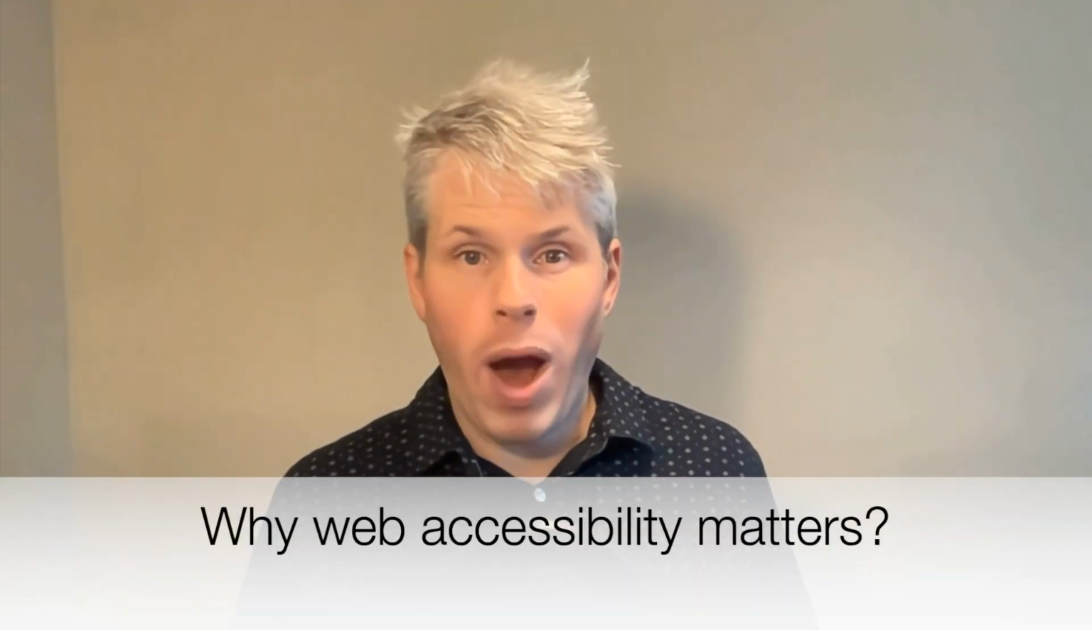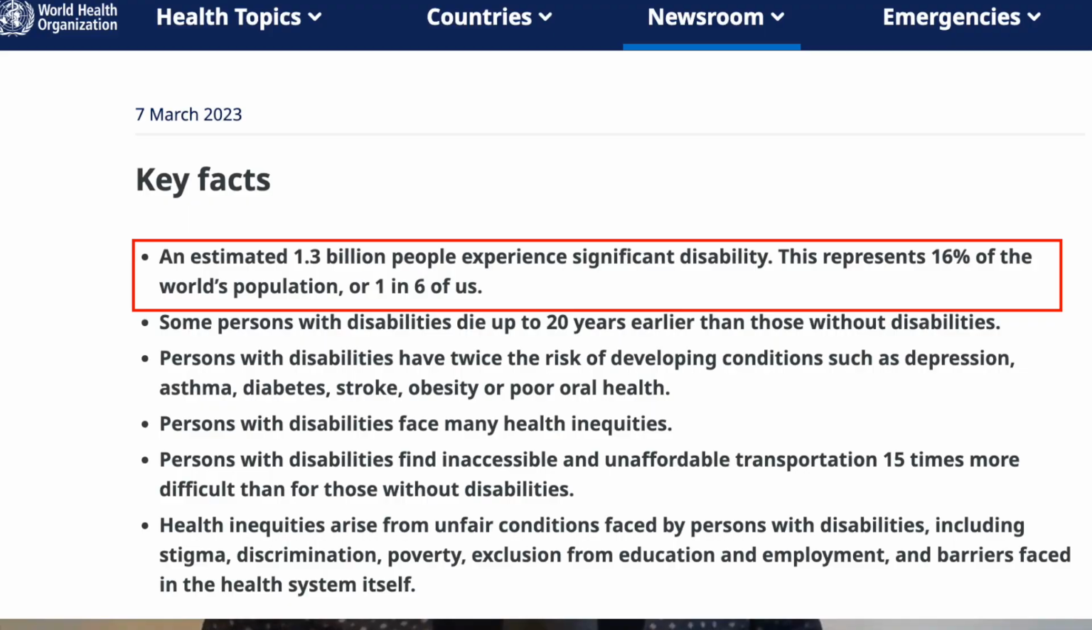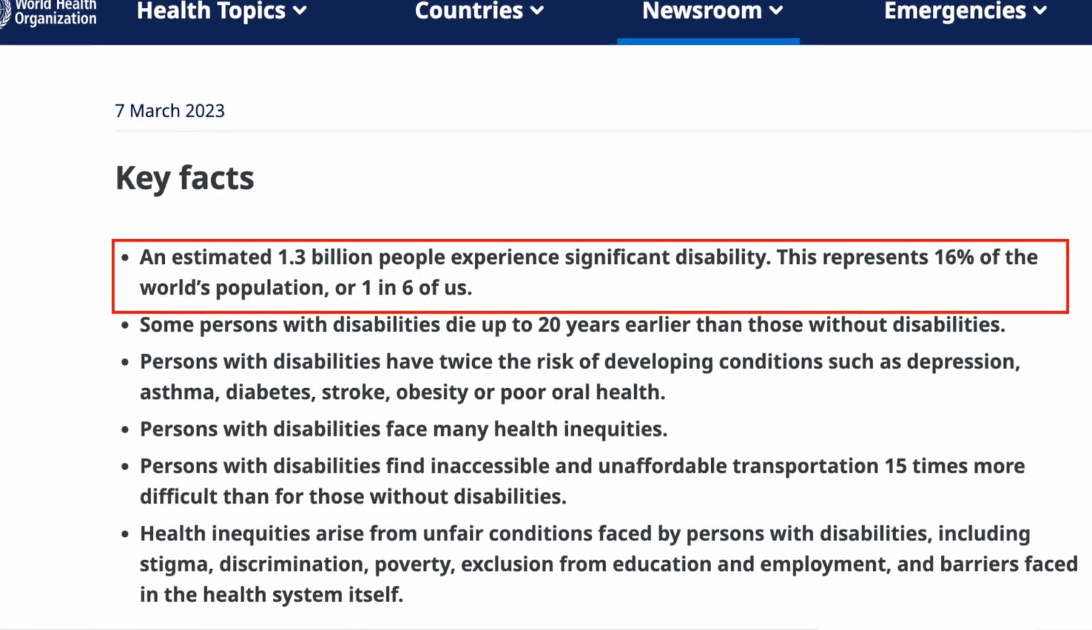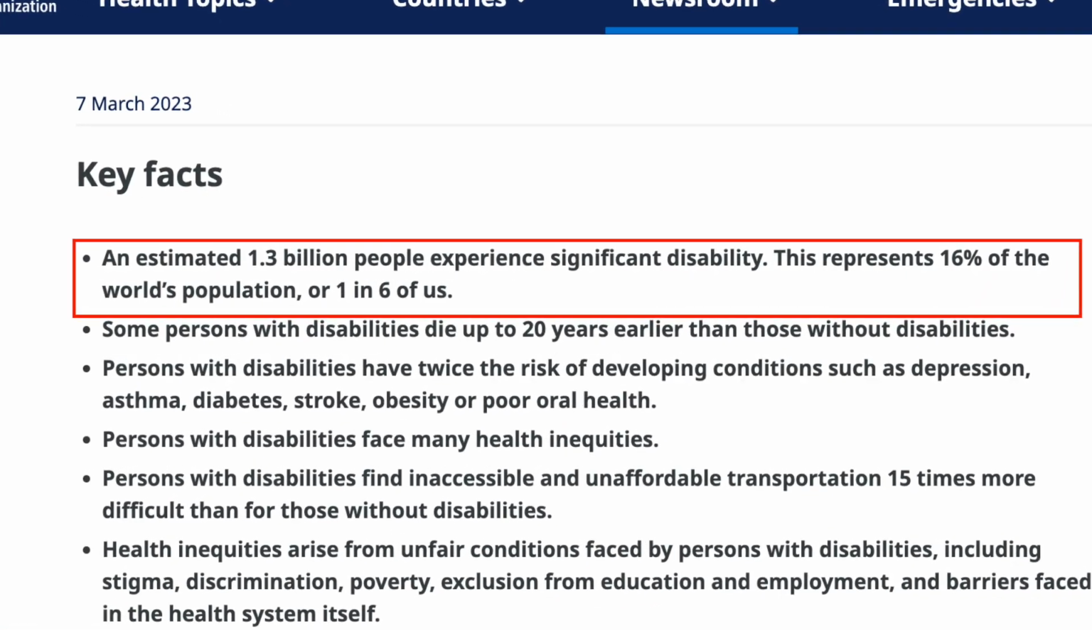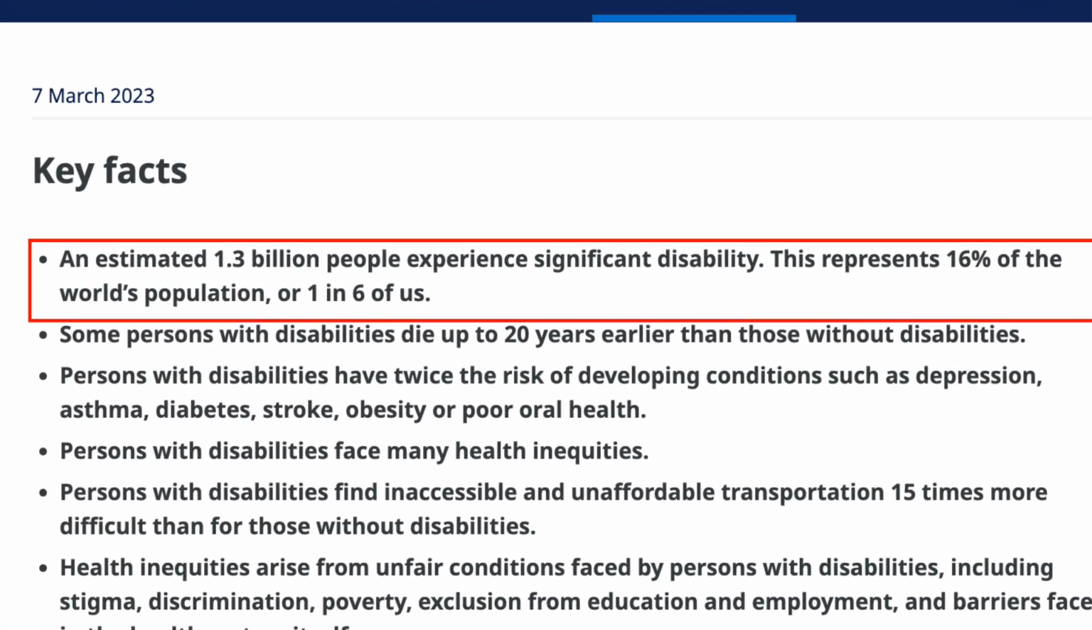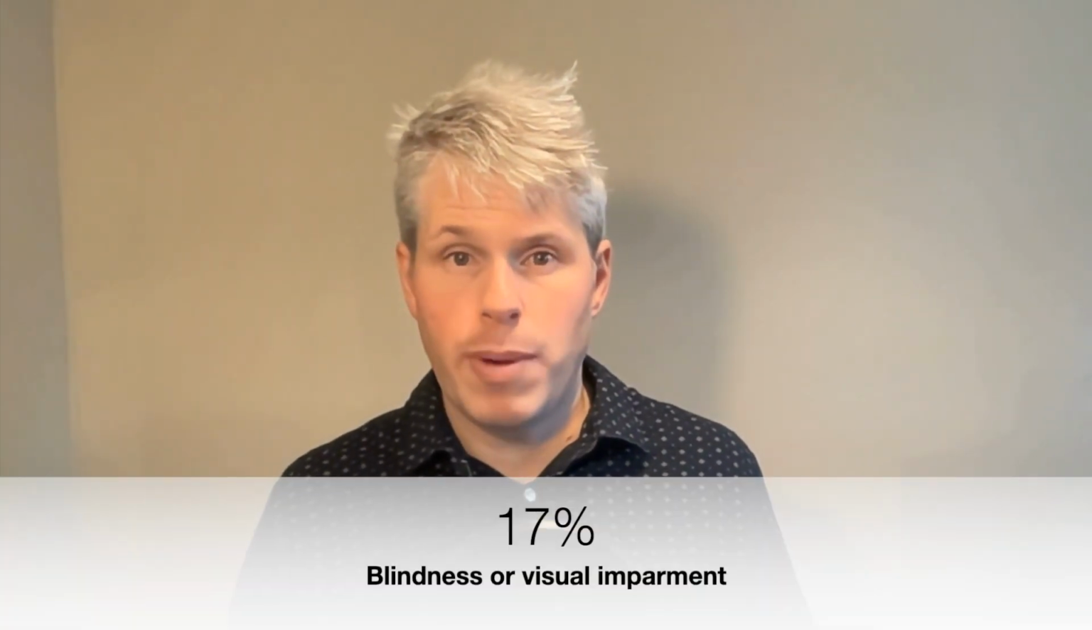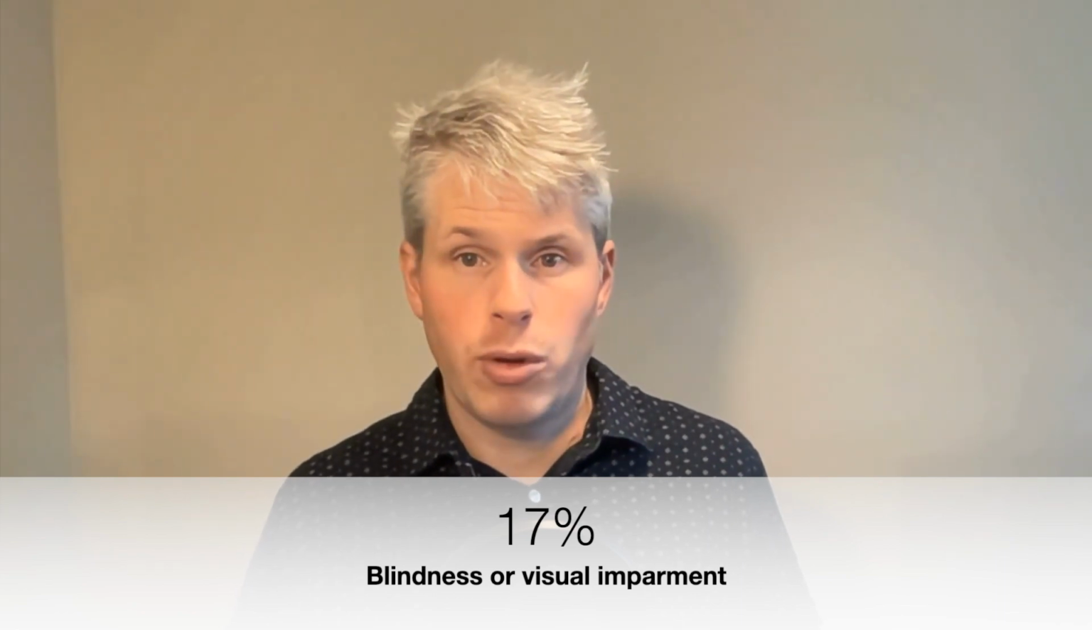Now let's talk about why web accessibility matters. According to the World Health Organization, it is estimated that 1.3 billion people, or around 16% of the world's population, experiences significant disabilities, and this number will only increase as the world's populations grow. Here are some additional statistics related to the more common types of disabilities. About 17% of the world's population is affected by blindness or visual impairment. This may mean that someone is completely blind, but more likely they have limited vision, so a website may look blurry or be difficult to read, so following a mouse pointer might not be possible.